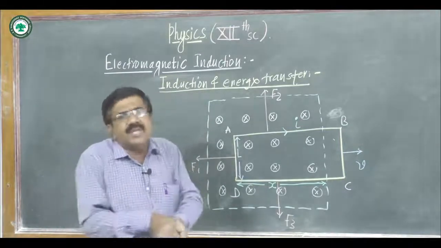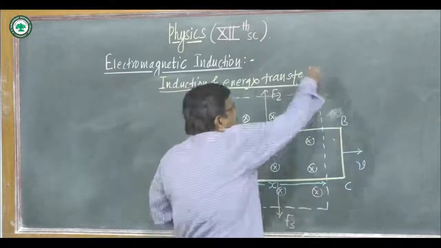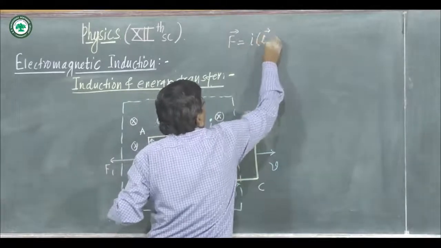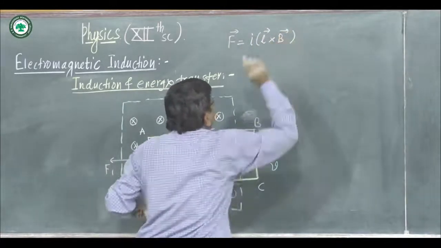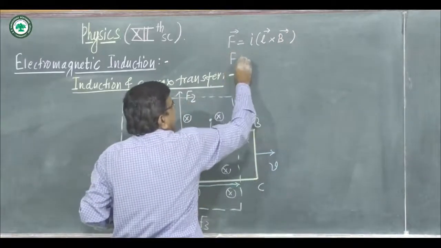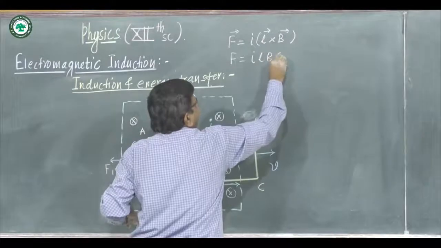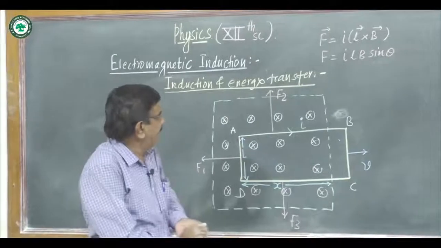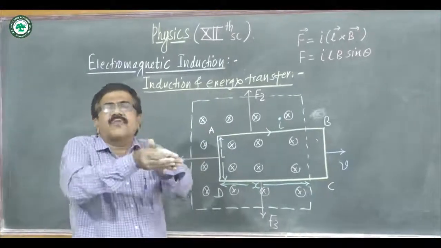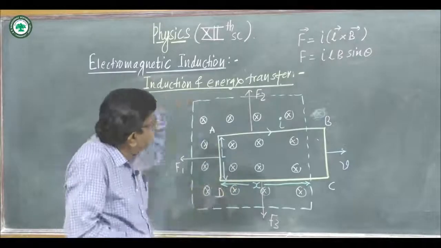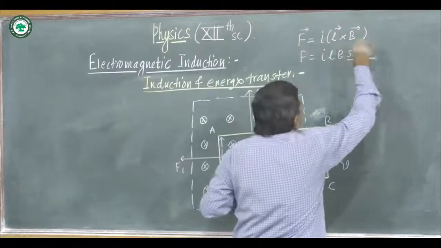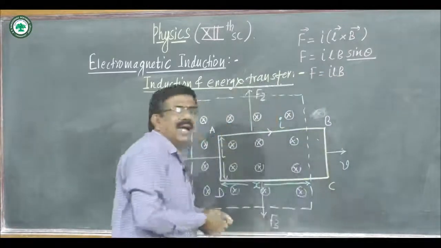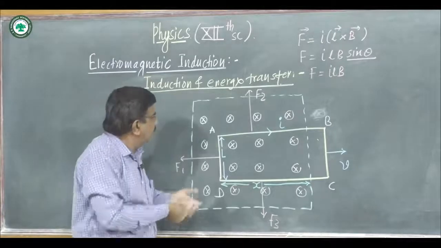And if a conductor is moved in a magnetic field, the force acting on it is F equals I L cross B. In magnitude, that force is ILB sine theta, where theta is the angle between the length of the conductor and the magnetic induction. Here this angle is 90 degrees, and hence sine 90 is 1. So this force is ILB. Force acting is ILB.